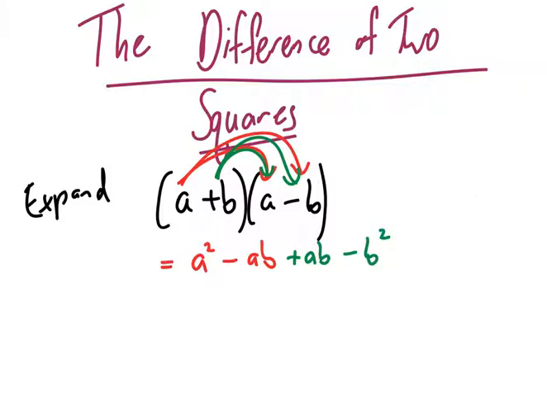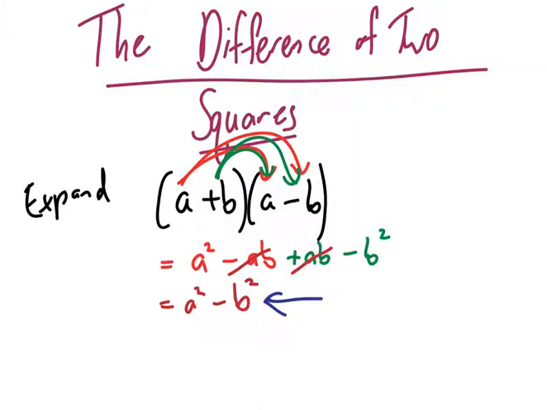What you should notice here is that in the middle, this minus ab, this plus ab, they cancel. So this is equal to a squared minus b squared. And this right here is known as the difference of two squares. You've got a squared here minus b squared here. Difference is another name for minus. So two squares take away from each other, the difference of two squares. a squared minus b squared.